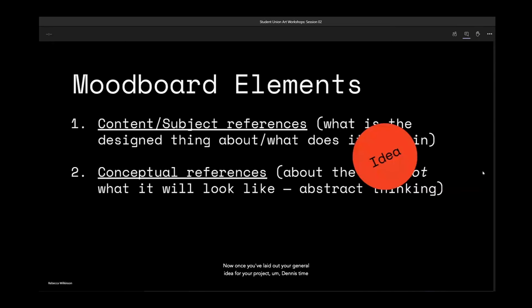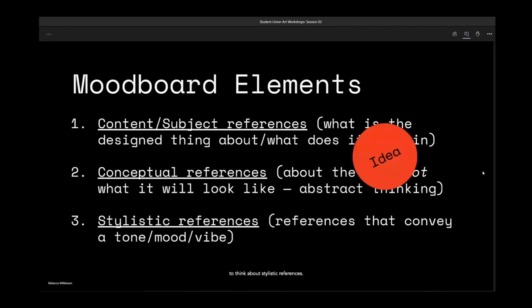Now, once you've laid out your general idea for your project, then it's time to think about stylistic references. So those are references that express a tone or a mood or a vibe, like the energy of the thing that you want to design. So for example, if I want to create a typeface that's spooky and about the occult, I might have an image of a scary haunted house as a mood reference, even though my project isn't about photography, it's about type.